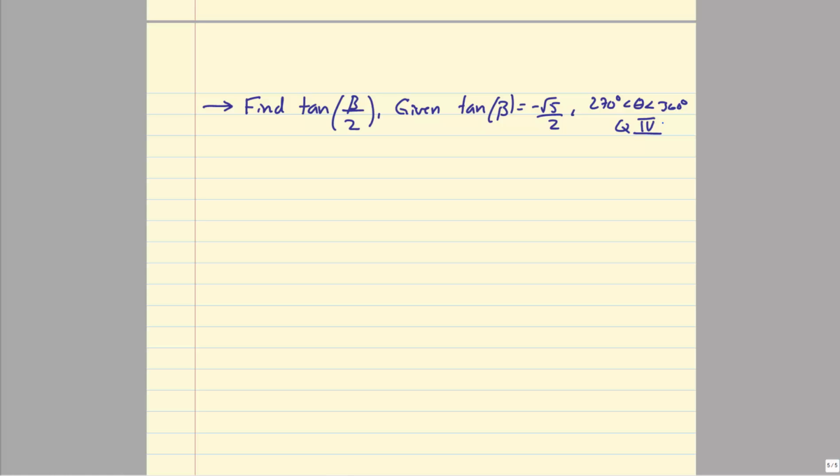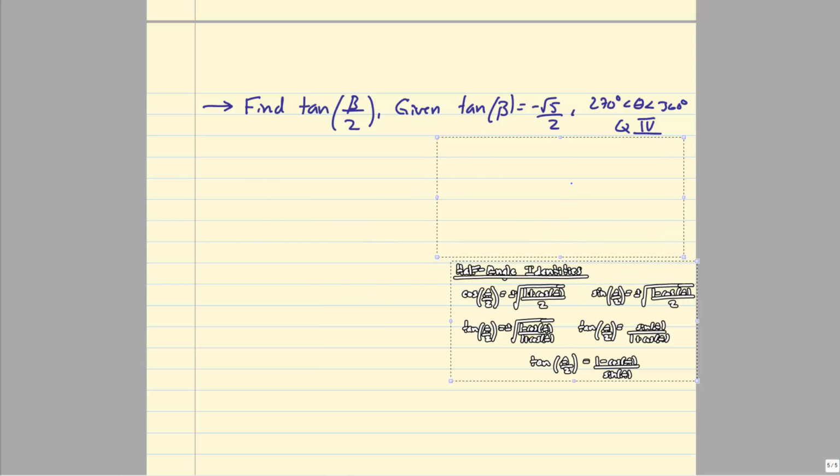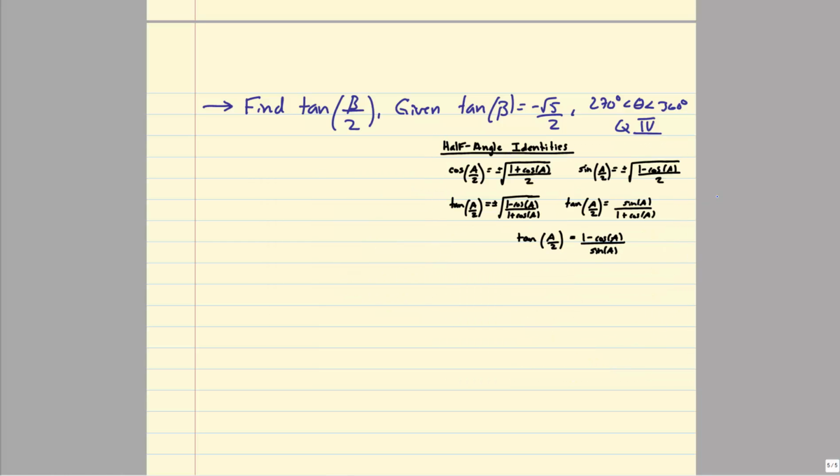Okay, so if I'm going to use one of my formulas for tangent of beta over 2, I have 3 to choose from, remember. There's not one that just involves tangent. I have to know sine and cosine. So from tangent beta equals negative root 5 over 2, I need to be able to find the cosine and the sine of beta. So the last one we used, sine squared plus cosine squared is 1. We could also use 1 plus tangent squared is secant squared. We could also use some right triangle trig. We haven't done that in a while.